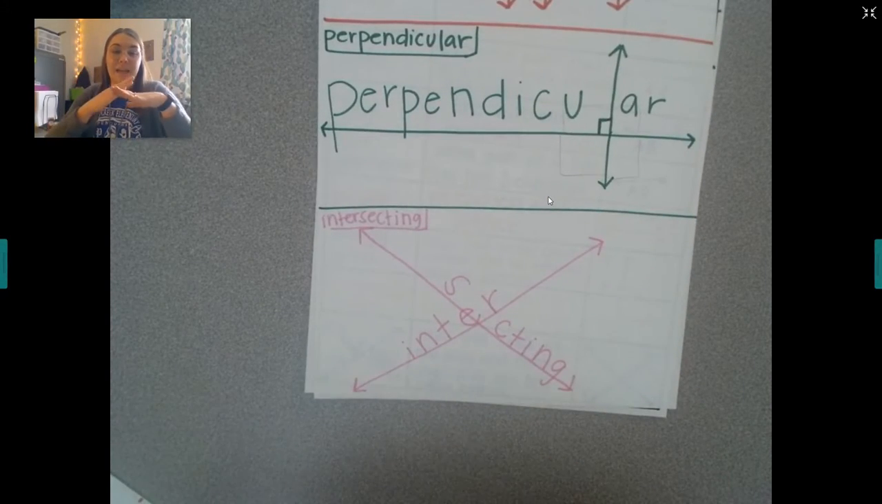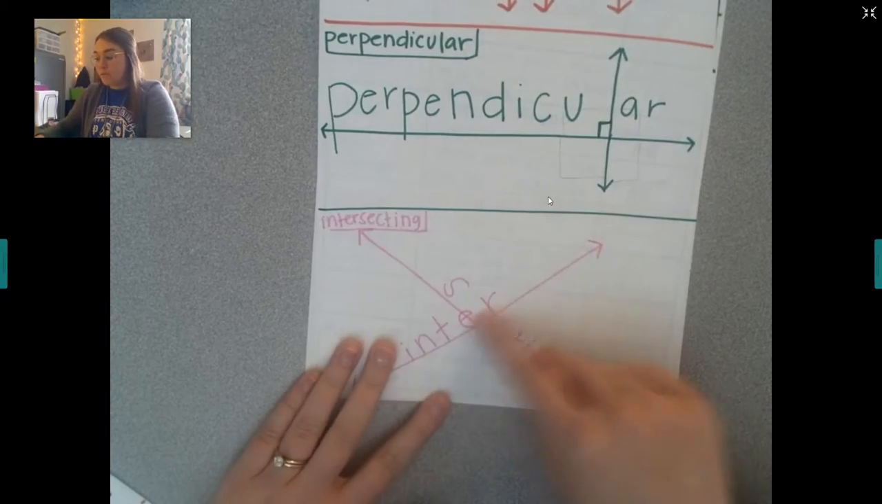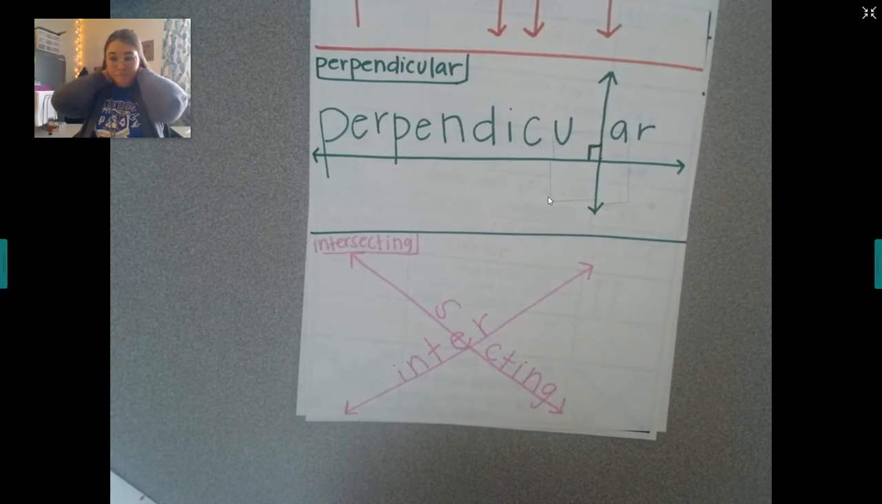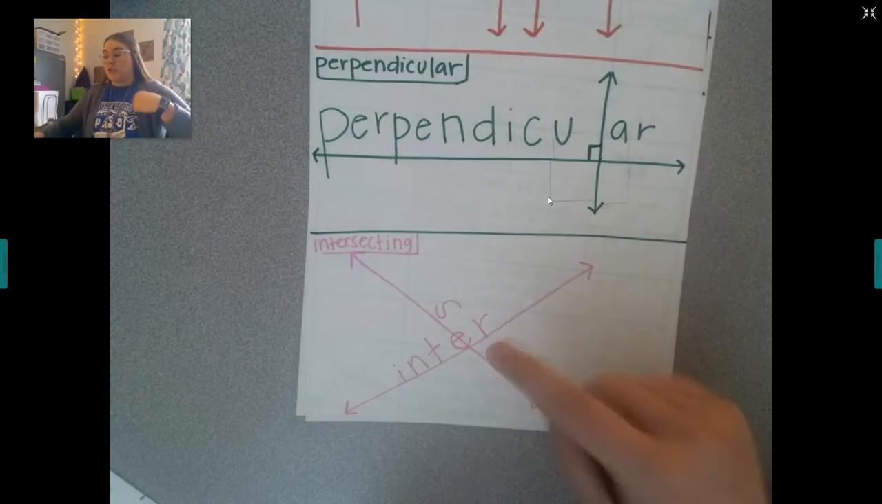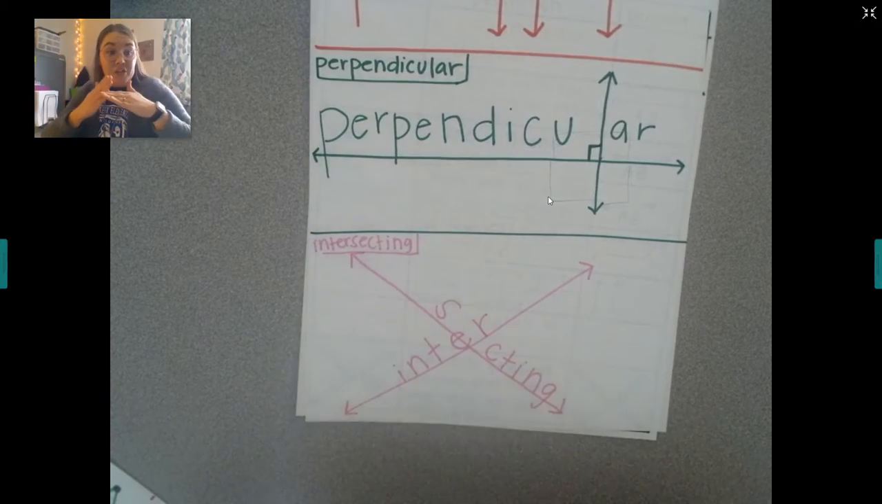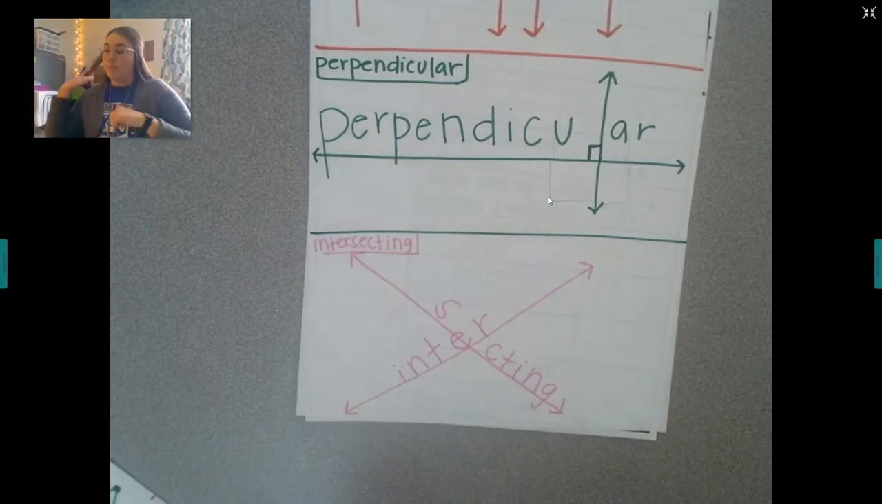Then we have intersecting. Intersecting lines, they can make an X, they can make a V, but they intersect, and they don't make any sort of right angles. They just make acute and obtuse angles. And they intersect at one point or multiple points.